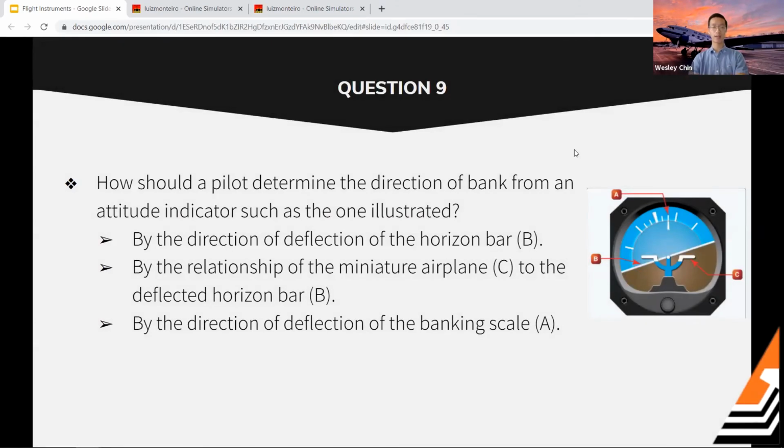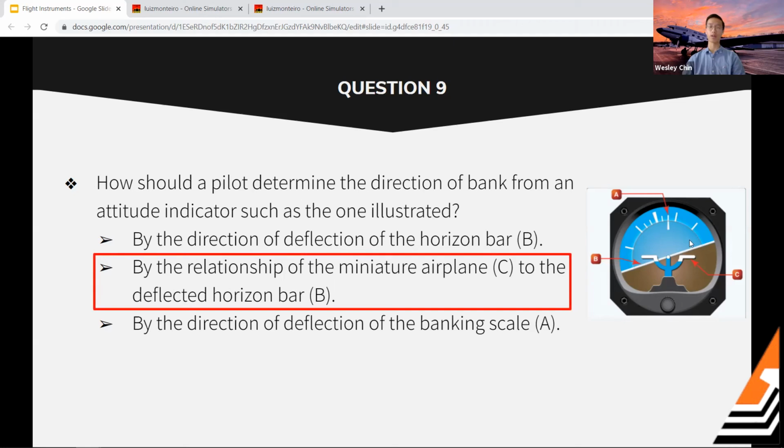Next question. There's an attitude indicator. How should a pilot determine the direction of bank from an attitude indicator, just as the one illustrated? It sounds like the second one. This is kind of confusing me, though. Yeah, it's a weird question. The key word to understand here is that it's just asking direction of bank. So it is going to be that second one, the relationship of the airplane to the horizon bar.